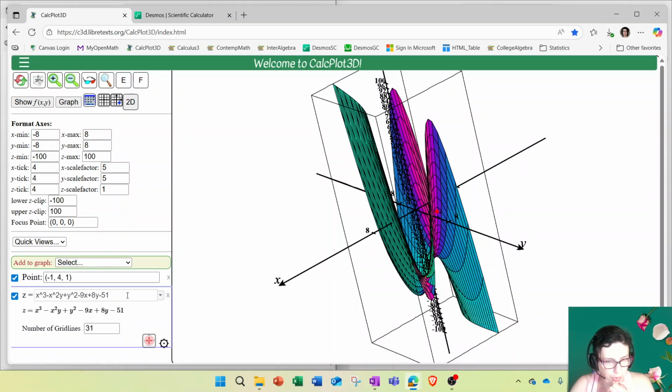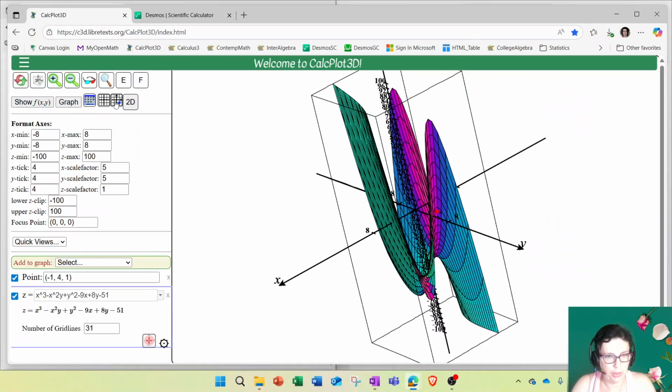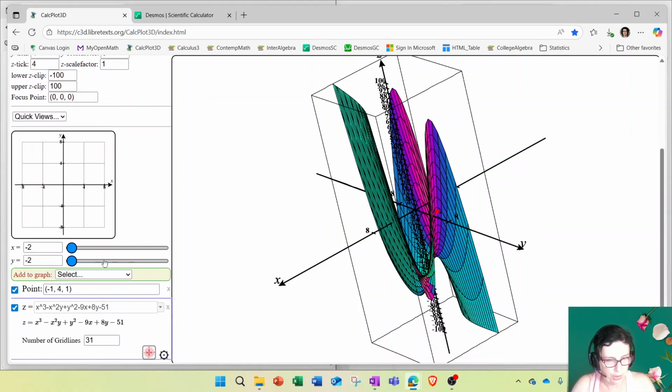The way you do that is you have to click over here, where it says you can select a point. So if you select a point and I want -1 and 4, okay, now it fixes that point. It actually tells me the z coordinate is 1.